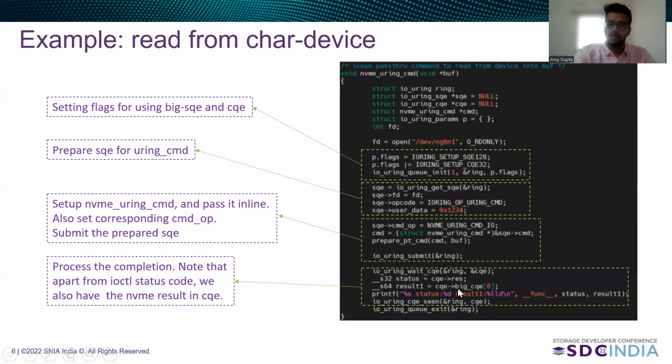Now, once the application has processed the result, it would want to notify the kernel that it has consumed the completion queue entry, and to do that, it would use the io_uring_cqe_seen API. And with this, we are done. So all the liburing APIs that we discussed, the support for that is available upstream, so you can just go about directly using that.